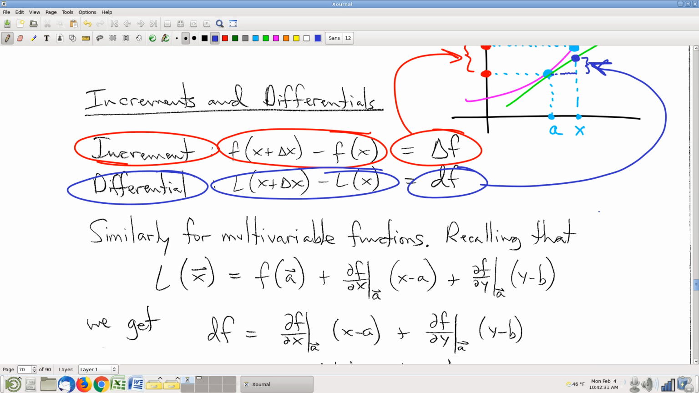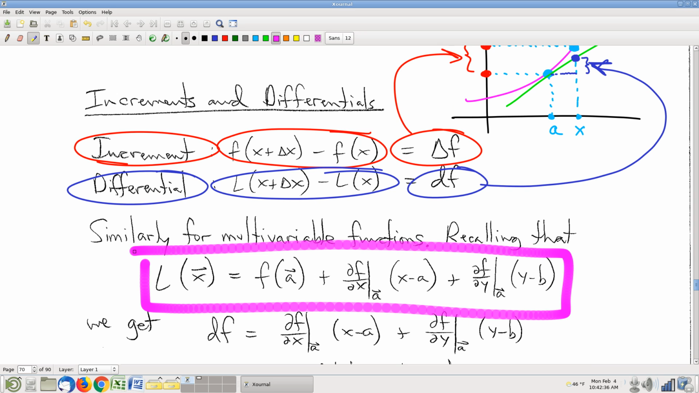Let me remind you also that we have this formula here for linear approximations. This is a linear approximation of a function of two variables. Everybody remember this? Where did this function come from? This is the unique linear function that mimics f in value and in both of the partial derivatives. This function's got the same value as f at a. It's got the same partial with respect to x at a, and it's got the same partial with respect to y at a. It's a linear ripoff of the original function. Okay, everybody good?